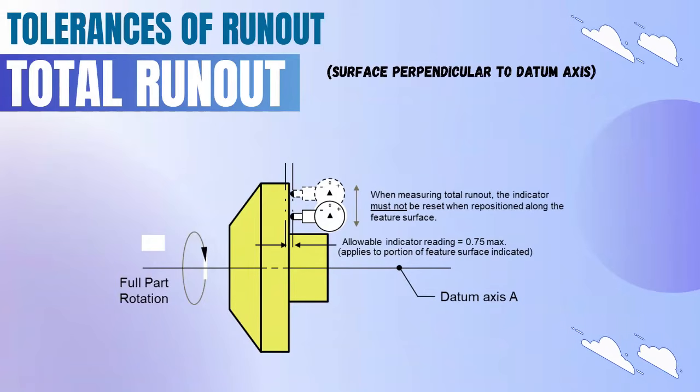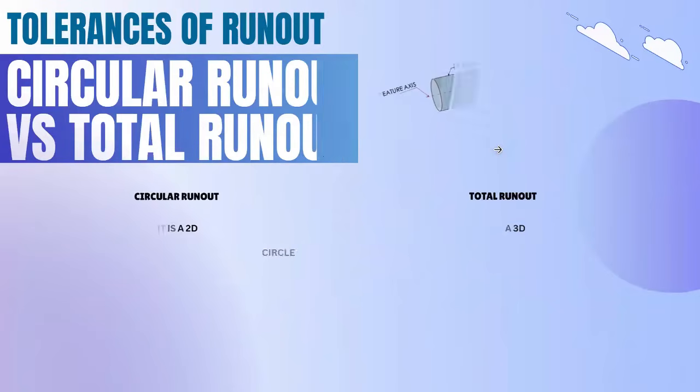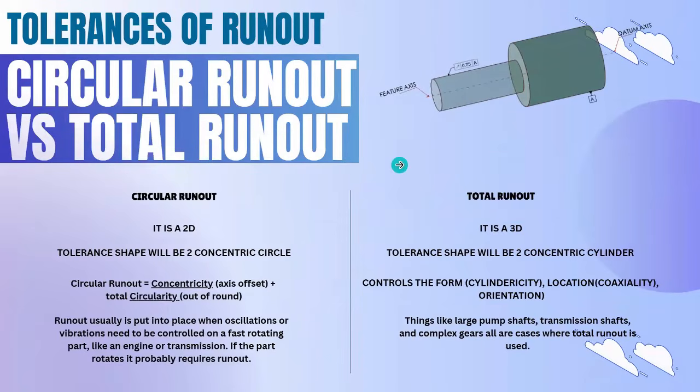In a circular part, roundness form will be considered. Here orientation, perpendicularity, will be considered, and also the dial must move in a linear direction as well as the part should rotate, so that we can get the exact deviation of the total runout.